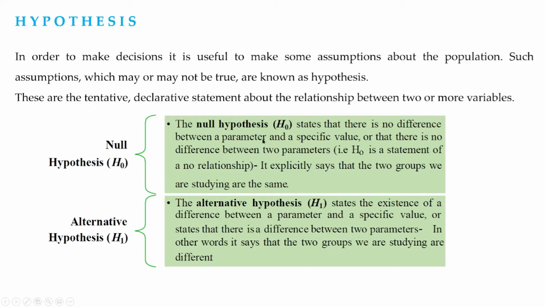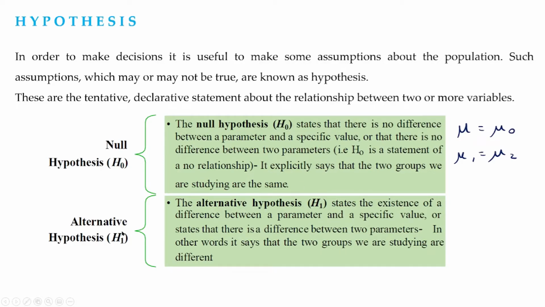The null hypothesis states that there is no difference between a parameter and a specific value. Usually the null hypothesis is given by the population parameter mu equal to some value mu naught, or it states that there is no difference between two parameters. Or if we have two different populations, it states that the two populations are the same, that is mu1 equal to mu2. It is a statement of no relationship, or it states that the two groups that we are studying are the same.